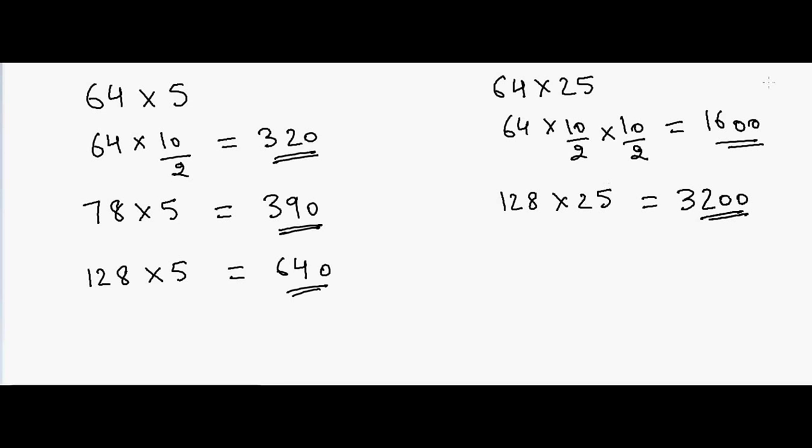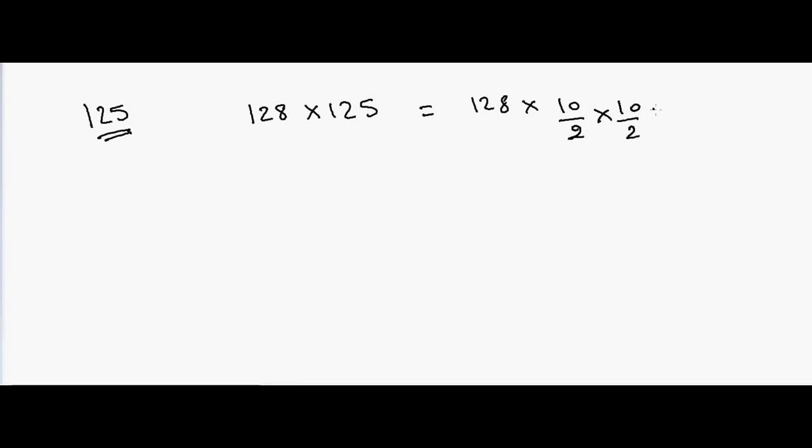Again, let's go to one more trick. If we have to multiply by 125, how do I multiply by 125? I'll take an example: 128, which I want to multiply by 125. That can be written as 128 into 10 by 2 into 10 by 2 into 10 by 2. So we have to divide 128 by 2 three times, or we can divide it by 8.